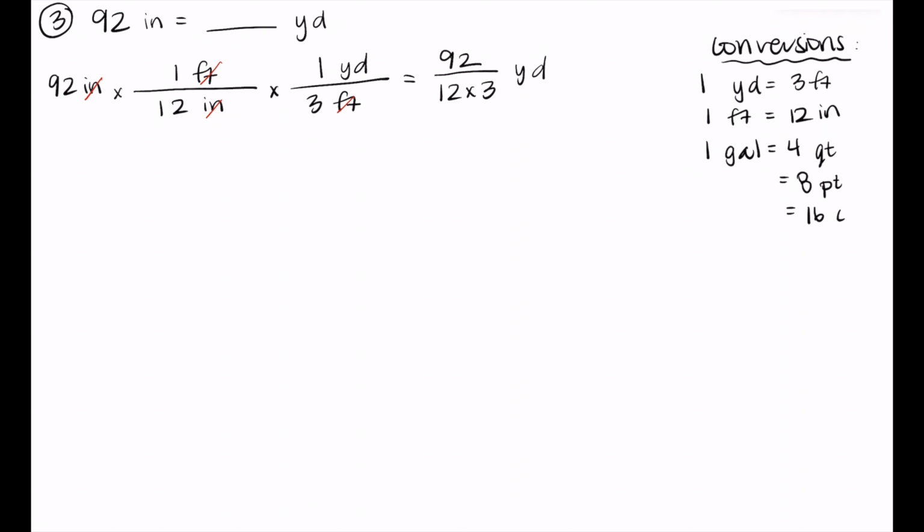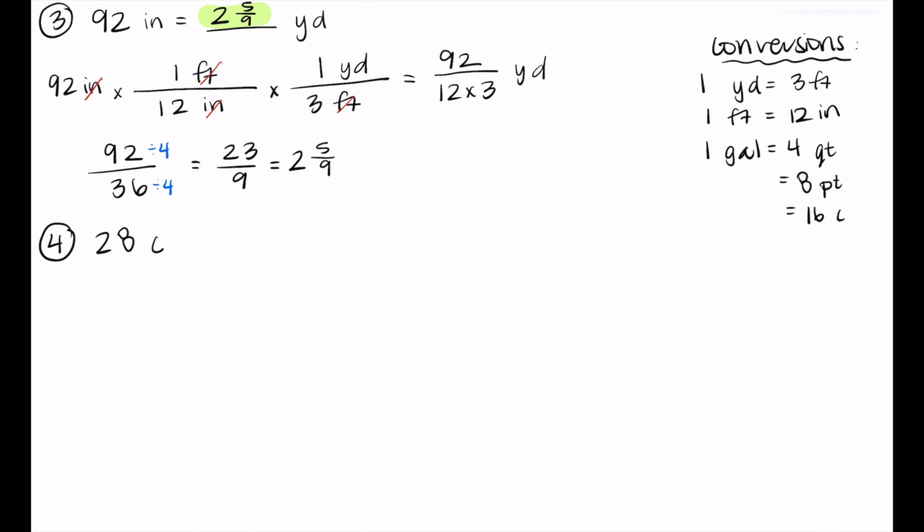So we know that 12 times 3, well, that's 36, right? So we have a fraction, 92 over 36, that we need to simplify now. 92 and 36, the greatest common factor here is 4 for both of them. So when I divide 92 by 4, I end up getting 23, and 36 divided by 4 gives us 9. So now we're going to change this improper fraction into a mixed number, and when we do that, we go from 23/9 to 2 5/9, and that would be our answer for number 3, 2 5/9 yards.